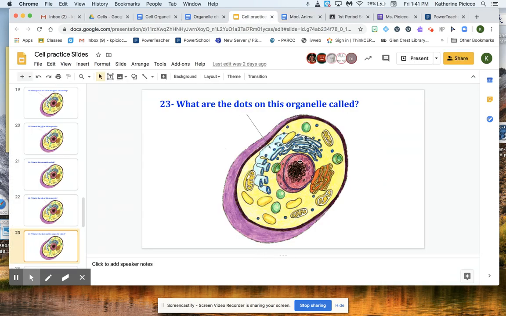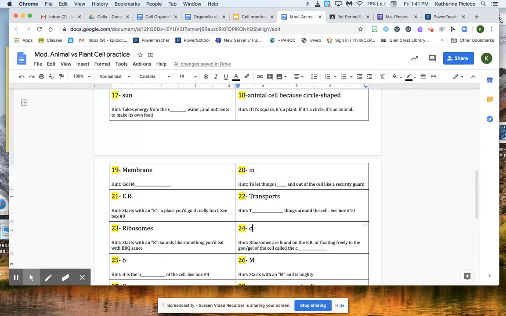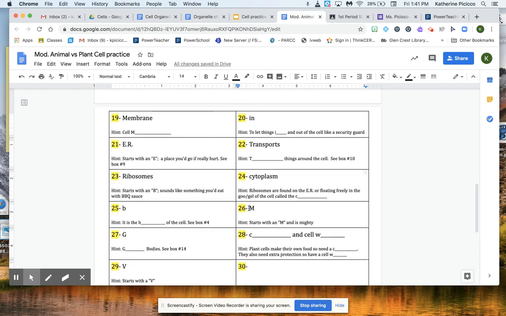Okay. And basically, like I said, the 24, these dots are found either on the ER, and the part of the ER that has dots on it, we call rough ER, like a bumpy road. The part of the ER that doesn't have dots on it is called smooth ER. And then ribosomes also float around in the cytoplasm. So let's write that down. It says ribosomes are found on the ER or floating freely in the cytoplasm. Okay, I only have a couple more left, guys.